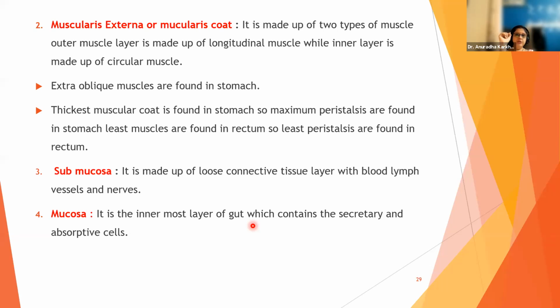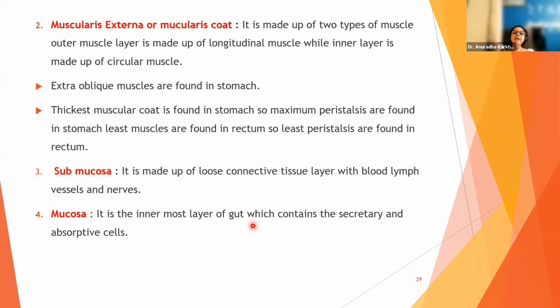Now this could be a question. Maximum peristalsis is found in which part of the alimentary canal, while least is found in which part? So maximum is going to be in the stomach with 3 muscular layers, and least is going to be in the rectum. Okay, remember this point.